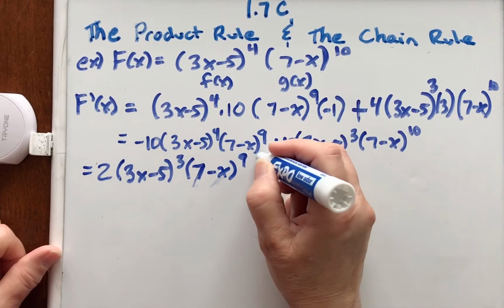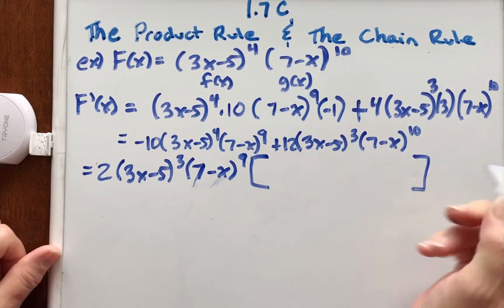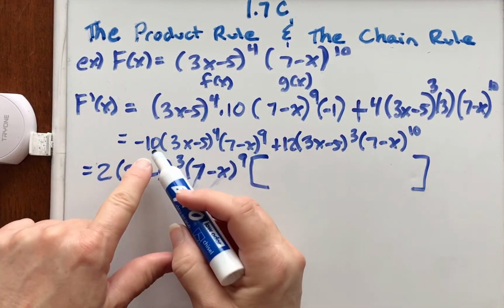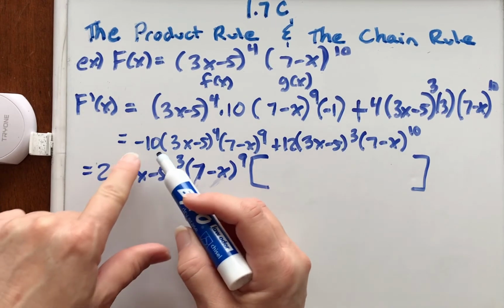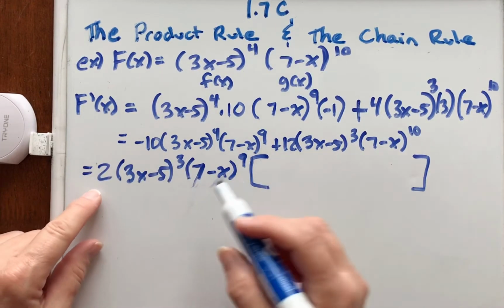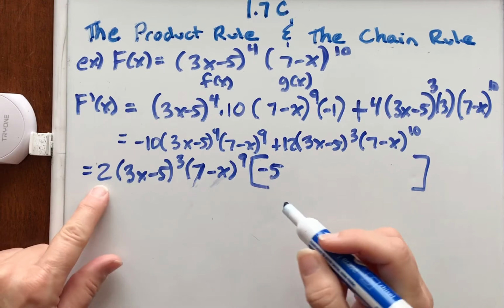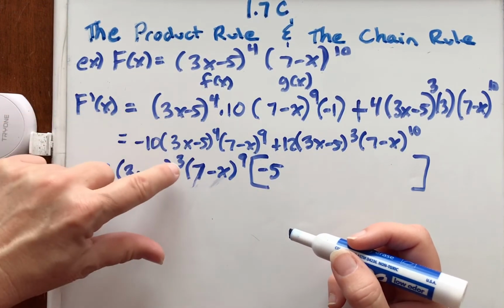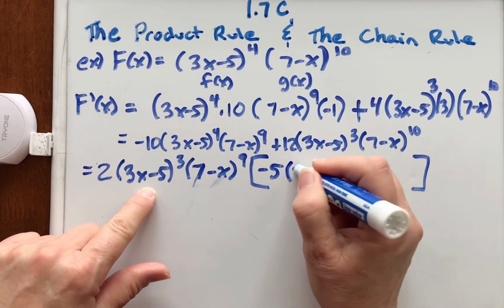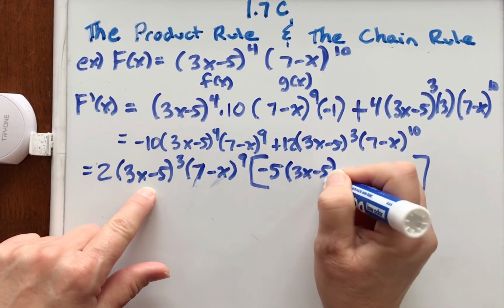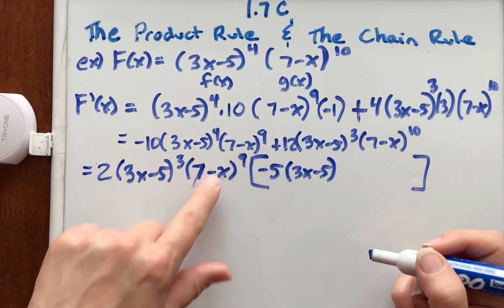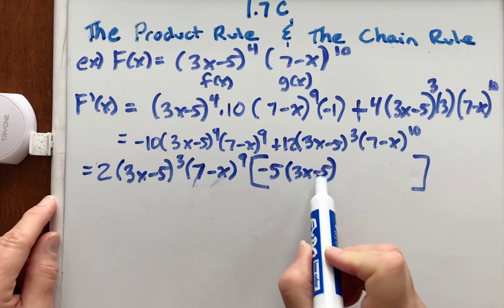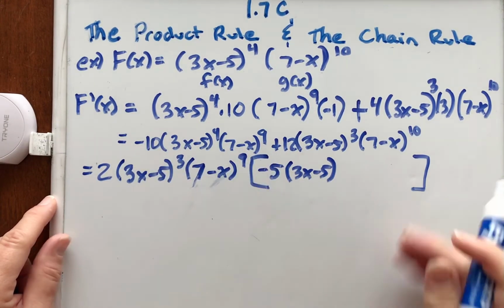Okay, so now we can go ahead. We factored out what they had in common. Now we look at this negative 10. 2 times what equals negative 10? And that's a negative 5. 2 times negative 5 is a negative 10. Now this is a 4 and this is a 3, so we need one more of these, 3x minus 5. And we don't need anything here. So if we look at this, this times this will equal this right here.